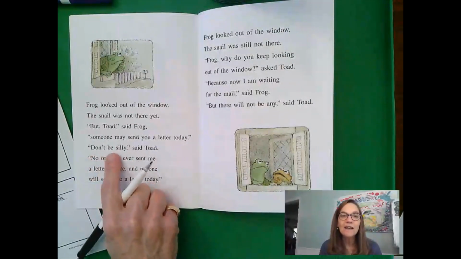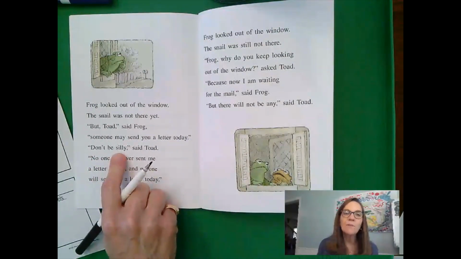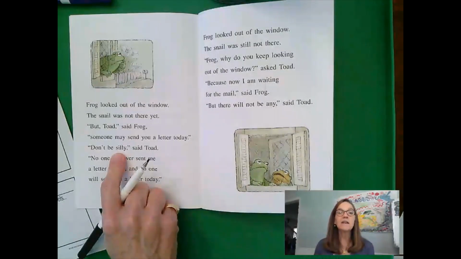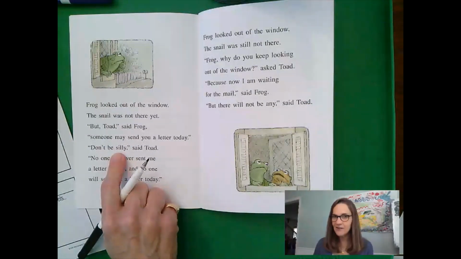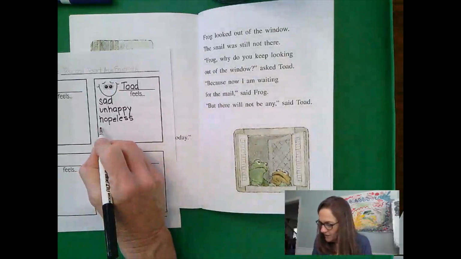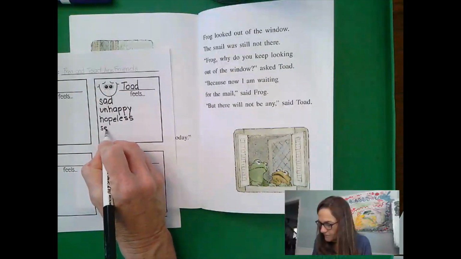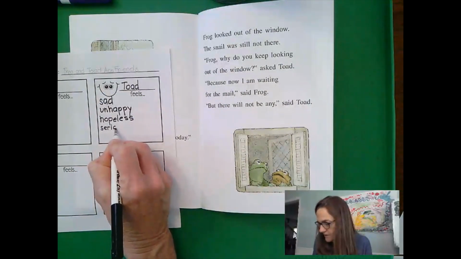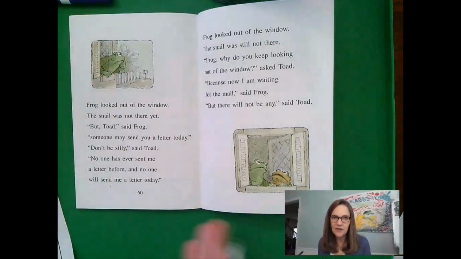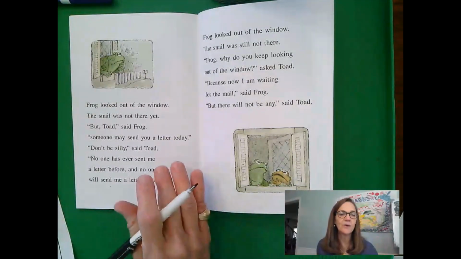Don't be silly. Well, what is the opposite of silly? If we're not supposed to be silly, then we have to be serious. So he's either being serious or he's being real. Okay, so let's write serious, because that's the opposite of silly, isn't it? Don't be silly, instead be the opposite thing, which is serious, okay?